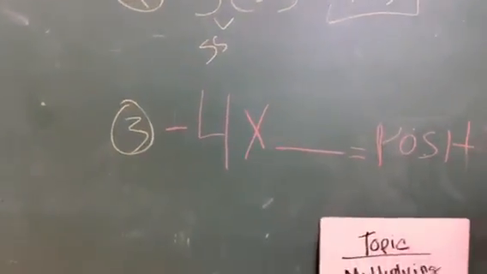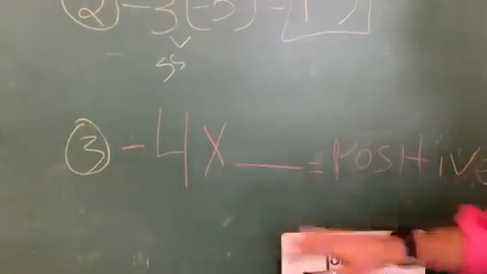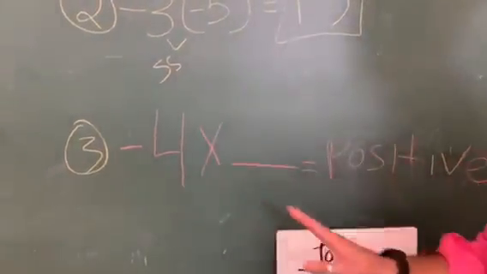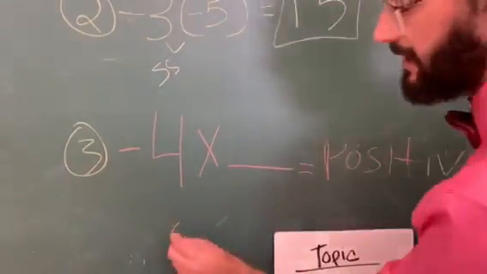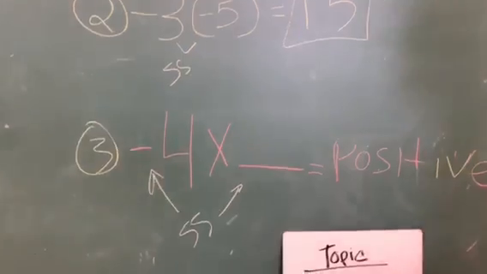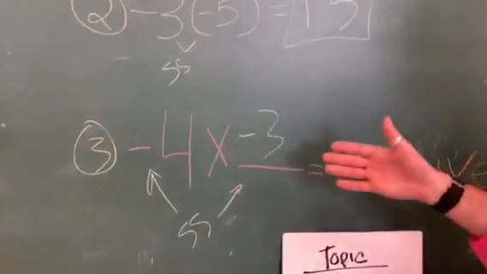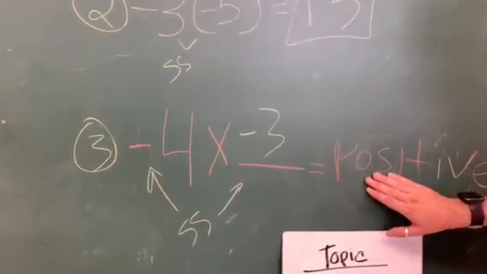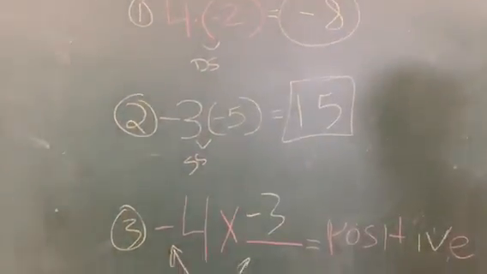Now let's get a little bit more tricky. We've got a negative 4 times some number gives us a positive number. So we just need to decide what kind of number should go in here. Well, I know that in order to get a positive, I need the same signs. So if this is a negative, this answer should also be a negative. So let's pick negative 3. It could be any number as long as it's negative, because a negative times a negative gives us a positive. So that's how to use it in basic algorithm problems.